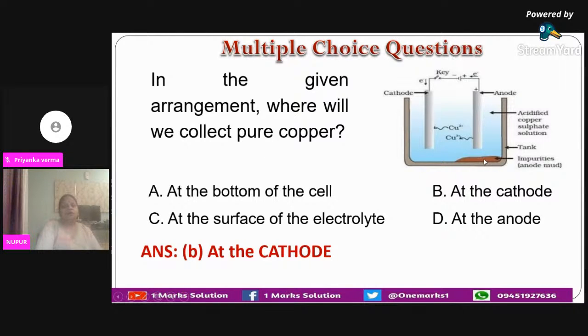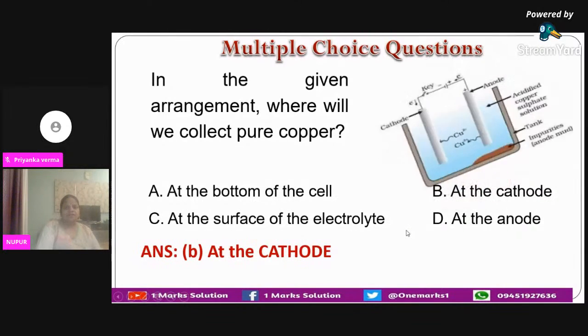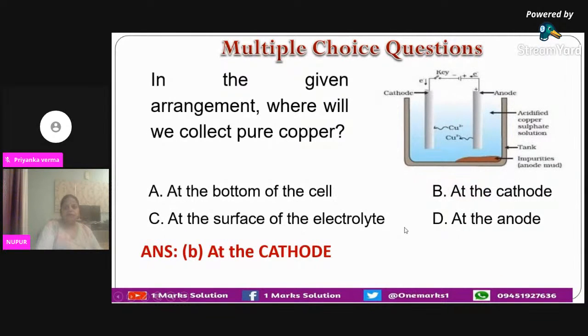What is at the bottom of the anode, that brown color, is actually called anode mud. It is containing a lot of impurities. So we go to the next question.